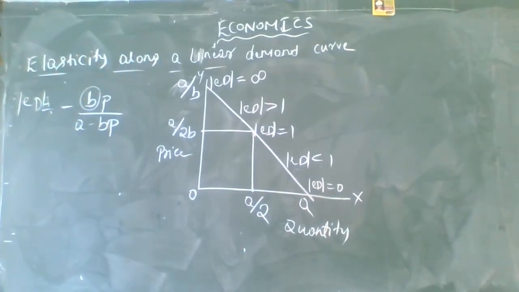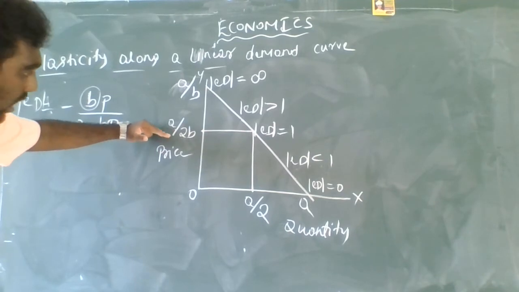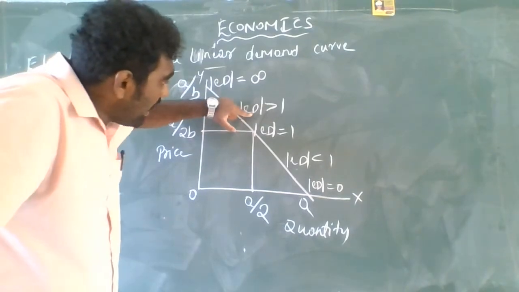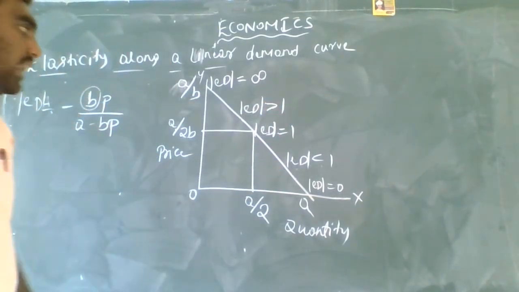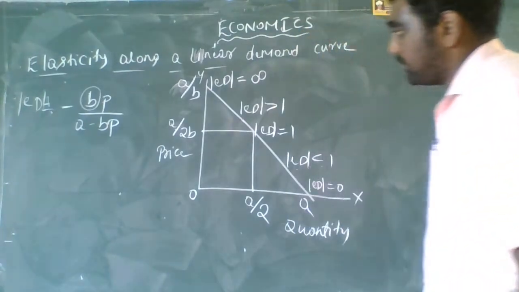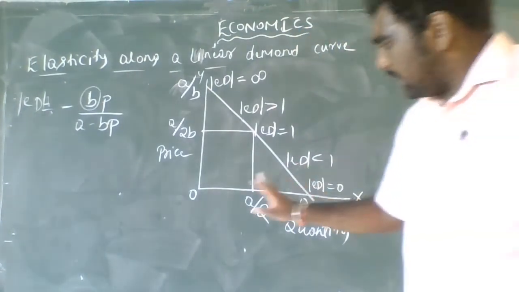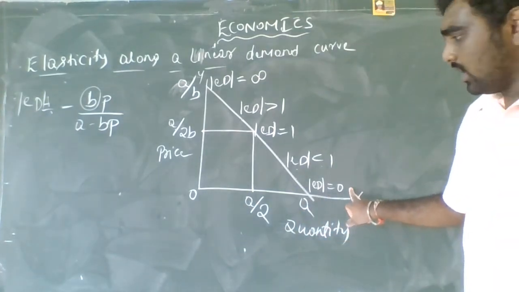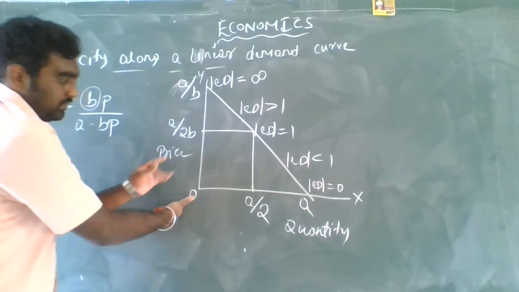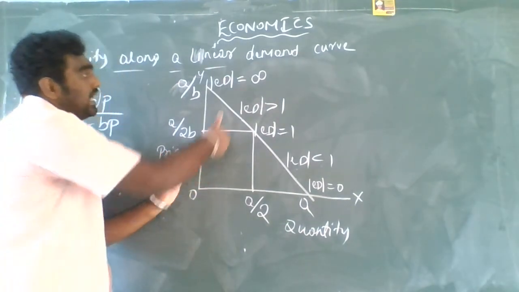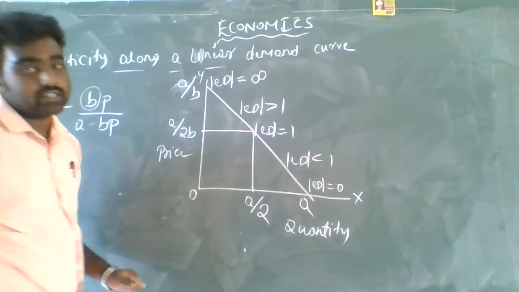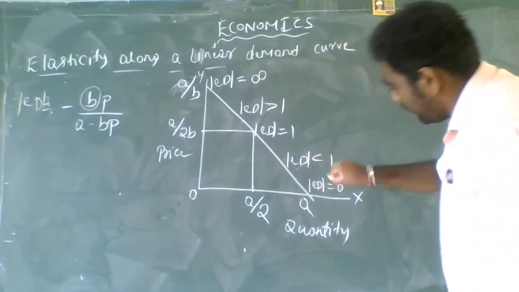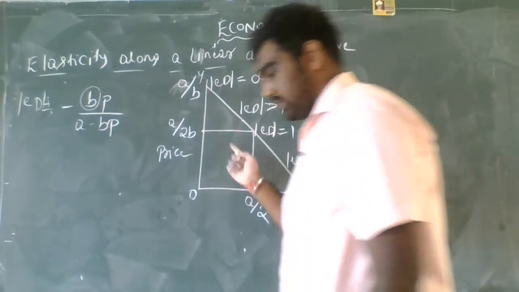Next, at any point above the price line A divided by 2B, the elasticity of demand will be greater than 1. And when the quantity is 0, the elasticity of demand is infinity; it is undefined. So these are the five conditions you need to satisfy.